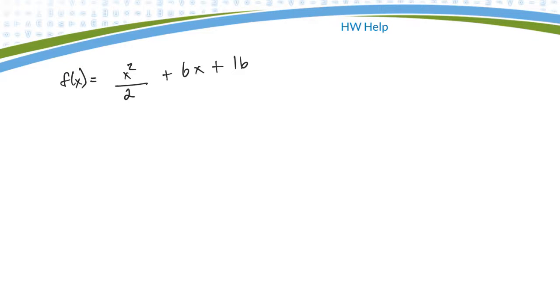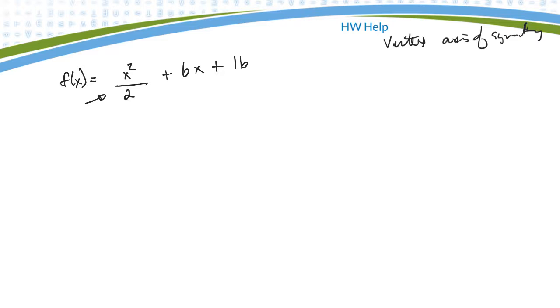Here's a question where you are asked to find the vertex, axis of symmetry, and all of that other stuff. So they give it to you in a form that's not a real nice form because of this fraction. And the fraction will cause us a little bit of grief.